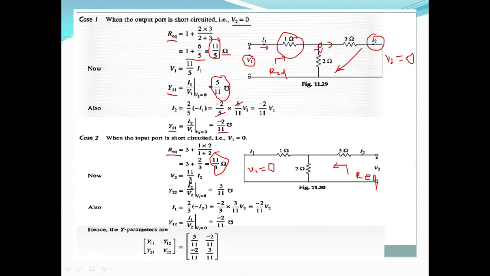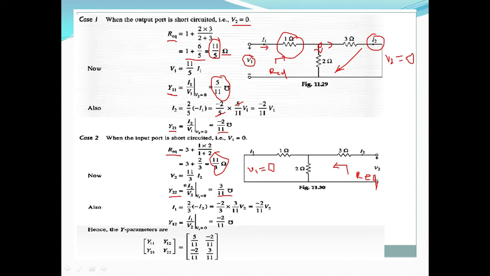So V2 is equal to 11 upon 3 I2, and I2 upon V2 is equal to 3 upon 11 mho. Hence we find the next parameter, Y22, equal to I2 upon V2, which is equal to 3 upon 11 mho. Then to find I1, it is the opposite resistance, 2, upon the total resistance, 3, into the total current, and this total current is minus I2.